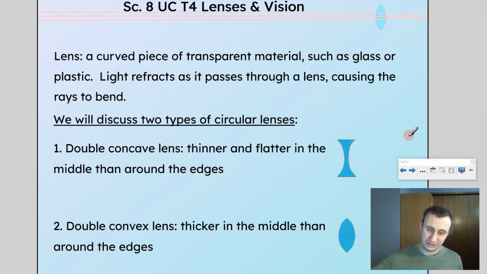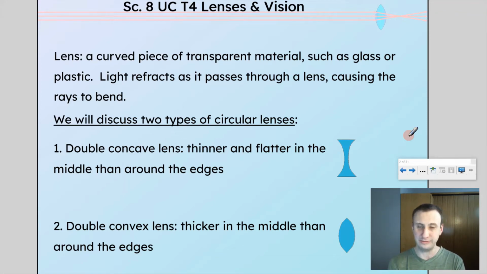So as light comes in at an angle of incidence, the angle of refraction going into that more dense medium is going to be closer to the normal. So the angle of refraction is going to be lower than the angle of incidence. And that's just because the light is changing speeds. But if we change the shape of the lens, based on this refractive property of light, we can change what the rays do on the other side. So we're going to talk about two different types of circular lenses.